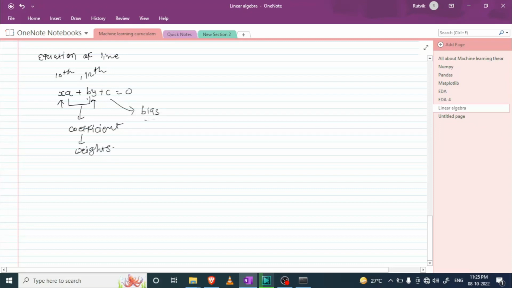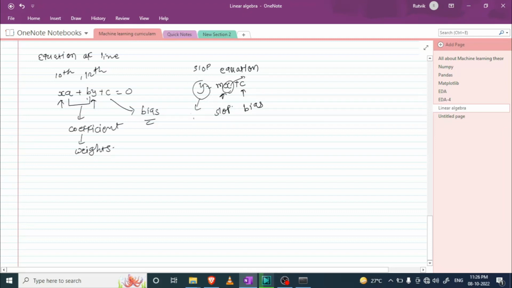So basically you got this equation from the slope equation, right? You probably heard the equation of slope. So the equation of slope is like this: y = mx + c, right? Where c is the bias, where m represents slope, and x represents one dimension and y represents the other dimension. Okay.